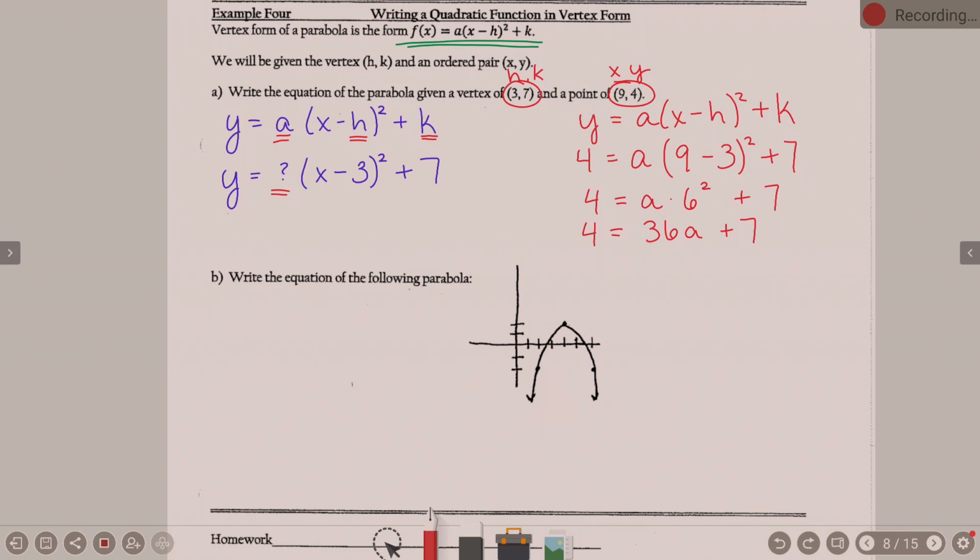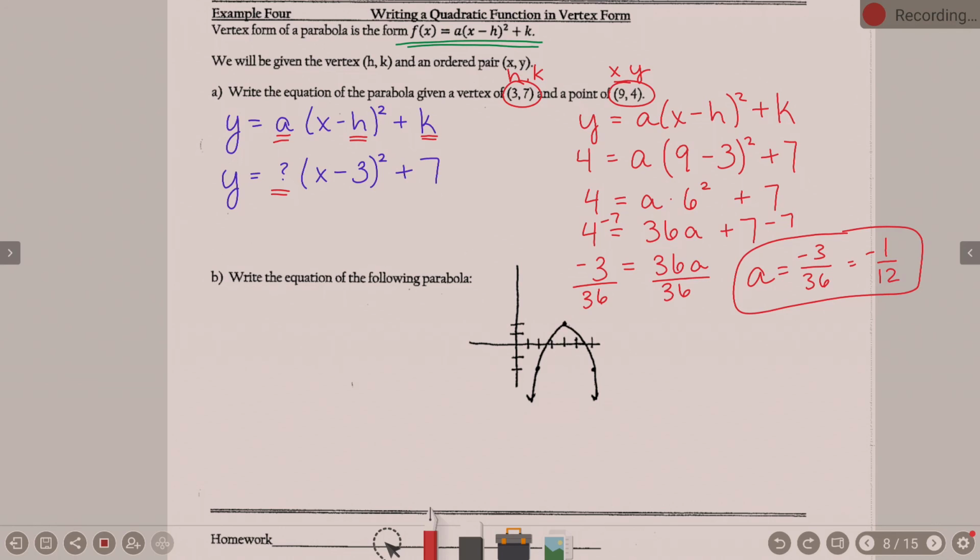Some of you are adding 36 and 7. I'm going to say, whoa, back up. You can't add 36 and 7 because 36 is attached to a. What do I have to do? Subtract 7. 4 minus 7 is negative 3 equals 36a. If it's 36 times a, divide by 36. And I have a is negative 3 over 36. Negative 1 over 6? That's not right. Check again. Negative 1 over 12 is my a value.